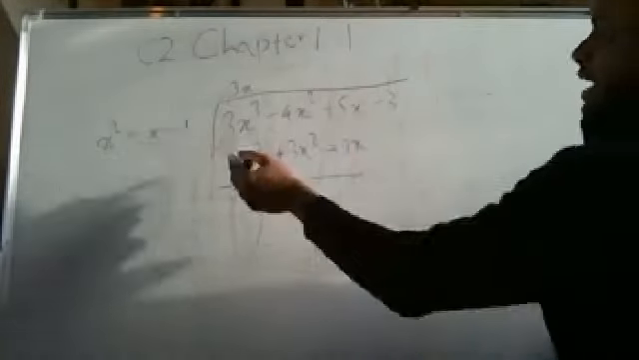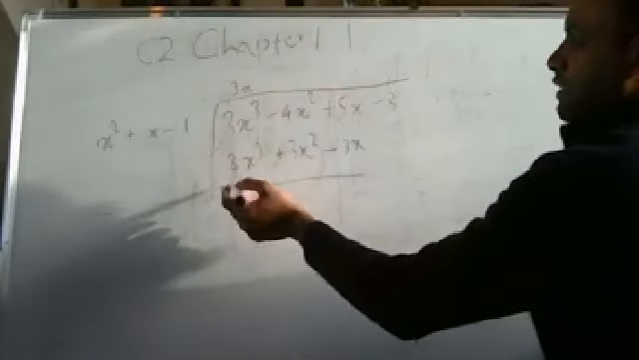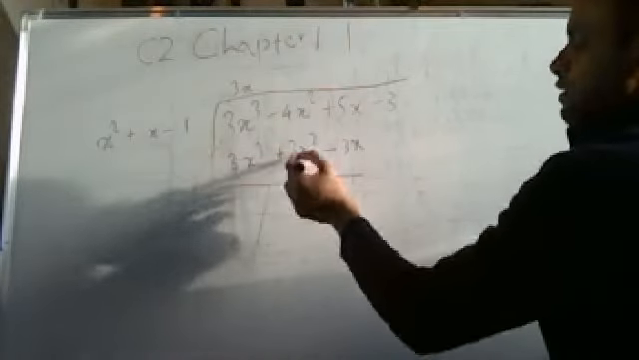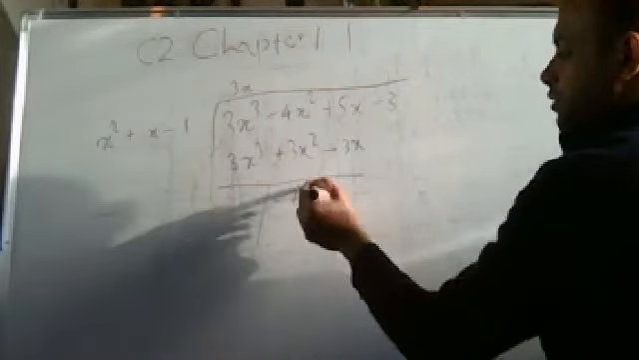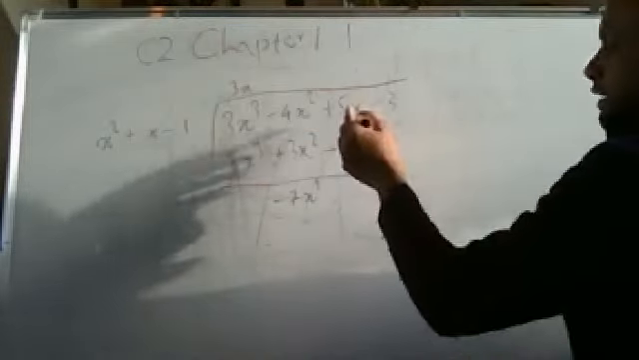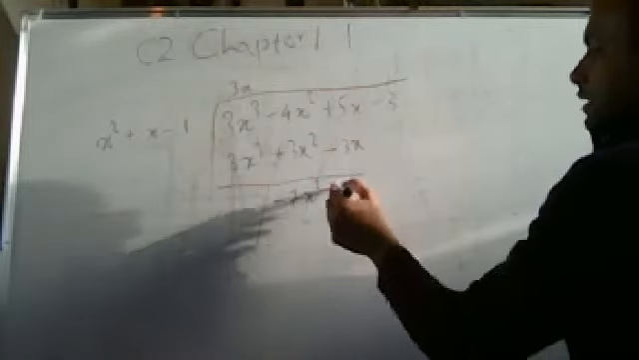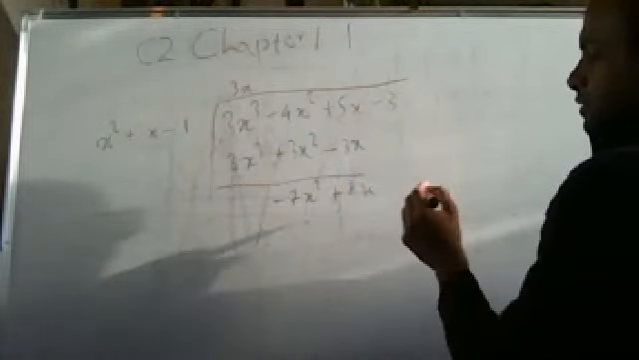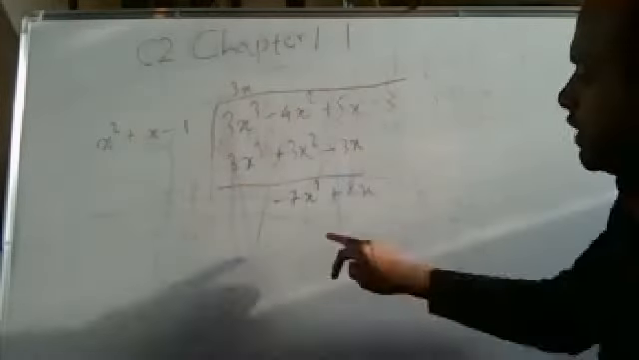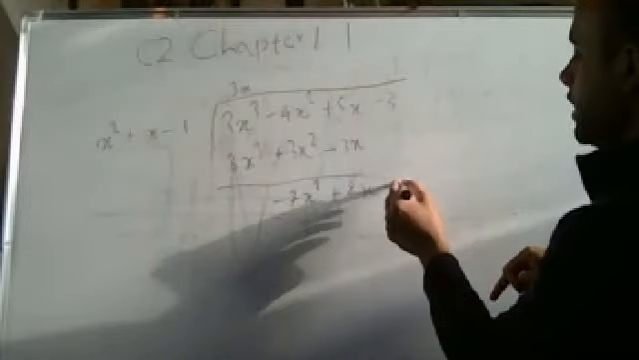Now if I subtract, that cancels. Minus 4x squared minus 3x squared is minus 7x squared. And then plus 5x minus minus 3x is plus 8x. Okay? So all I did is subtract everything. Now bring this minus 3 down.